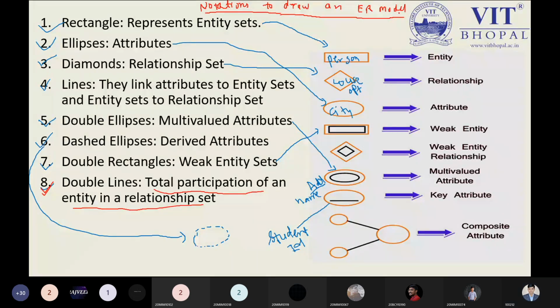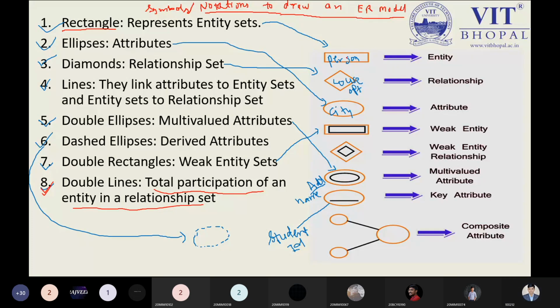We have already seen what a rectangle is. Rectangle is the name of the symbol or notation we use to represent an entity set. So I'm representing this entity. A person could be an entity, a customer, anyone could be an entity. So this will be represented like this.